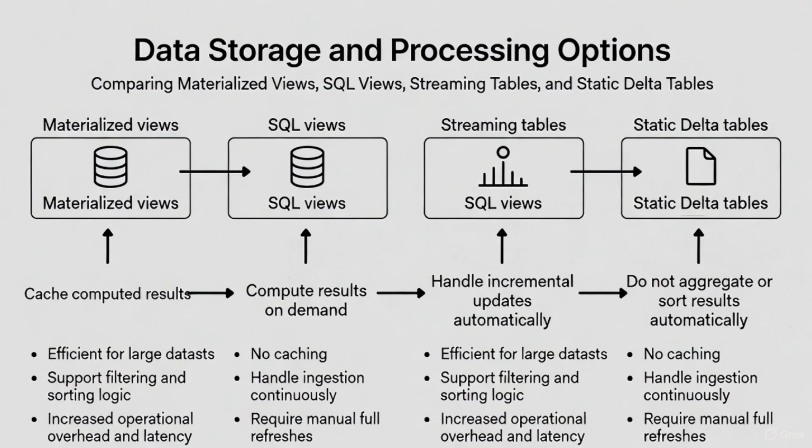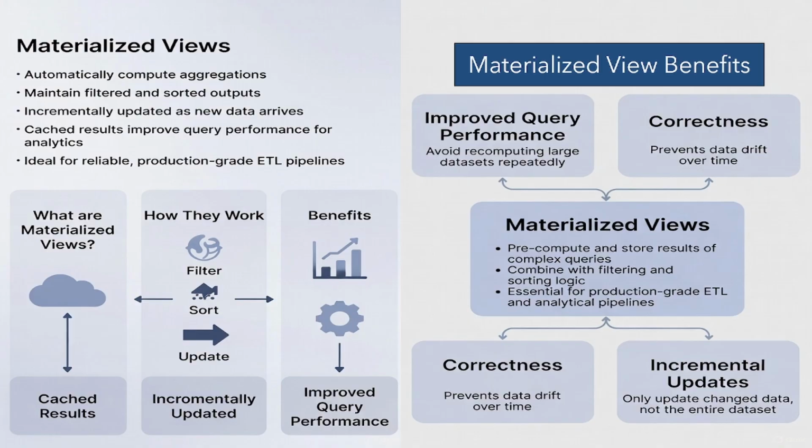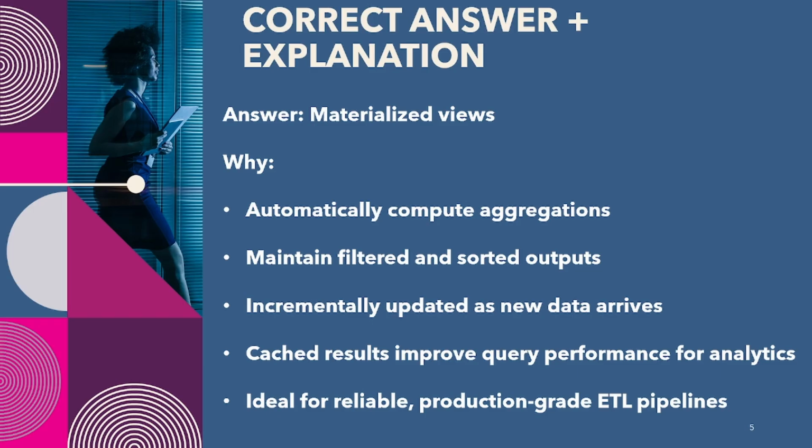So what does this really mean for you? For the Databricks exam, you need to spot the option that balances efficiency and correctness with incremental updates. Materialized views stand out here. They're built for this exact purpose. They cache the results, update incrementally, and support the filtering and sorting we need. It's like having a smart assistant who keeps your analytics ready without you lifting a finger every time new data arrives. Let's walk through it again. We're filtering out missing years and sorting by song count. Materialized views handle that up front. New data comes in, they update just the changes, keeping everything correct and fast.